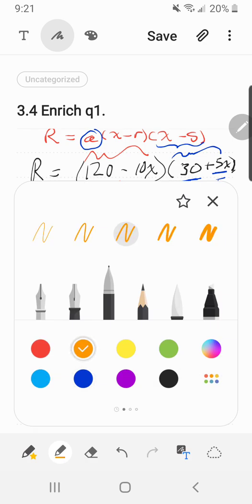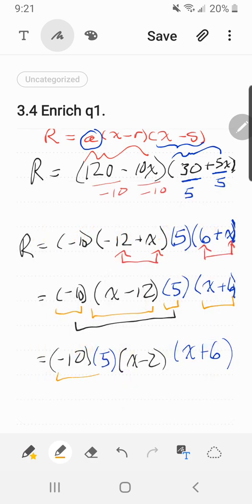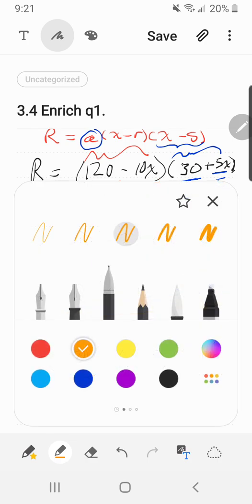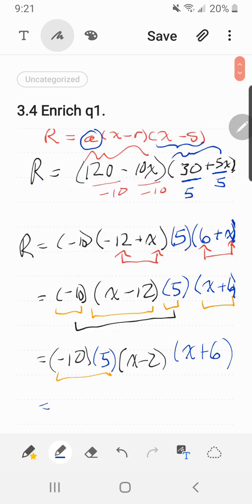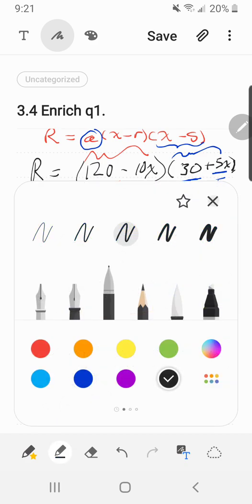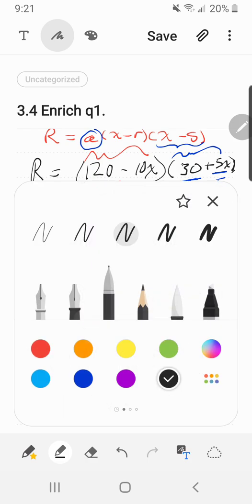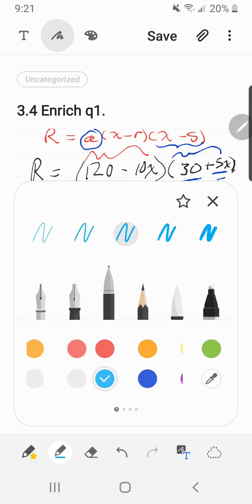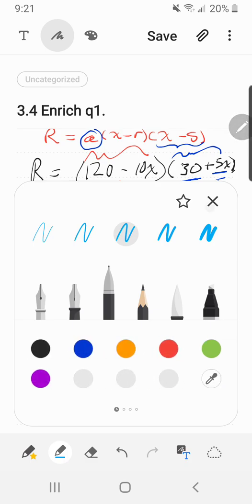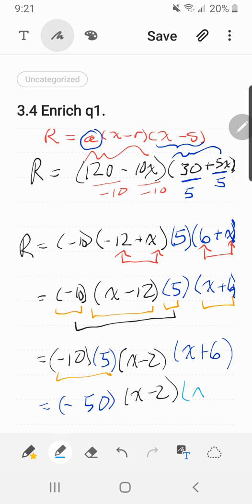So now all we're going to do is combine the multiplication of negative 10 and 5. And what do you get? You get negative 50. So you're going to get negative 50 in brackets, and you have x minus 12 and x plus 6. Now, doesn't that look very similar to what we have here? So that is what our R value is in the end.